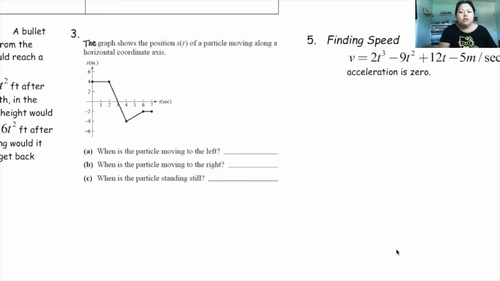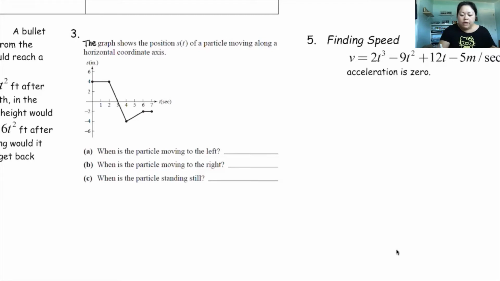So then the question is, when is the particle moving to the left? When is the particle moving to the right? When is the particle standing still? So it's a little bit tough to see this because it just shows you where the position is. It doesn't show you the direction. So what you need to infer from the graph is the velocity of the particle to know when it is moving to the left or moving to the right.